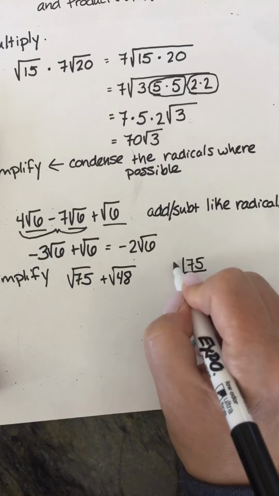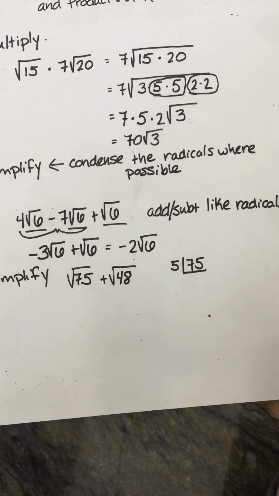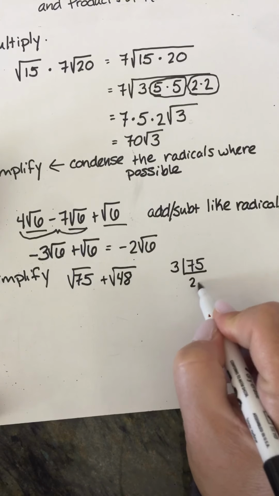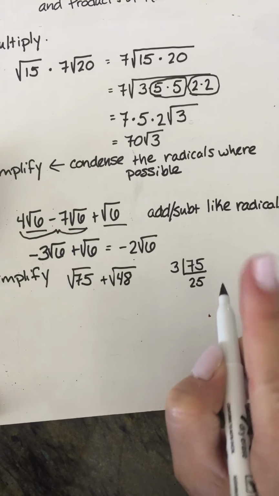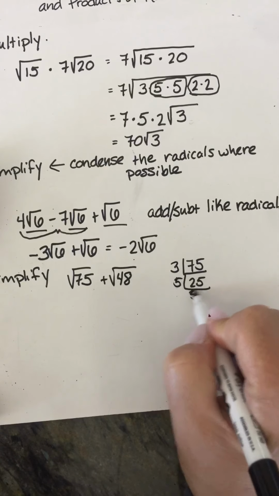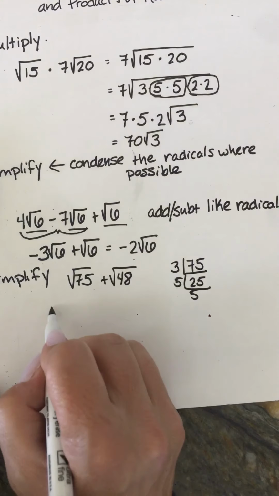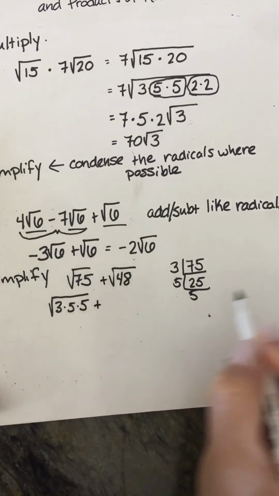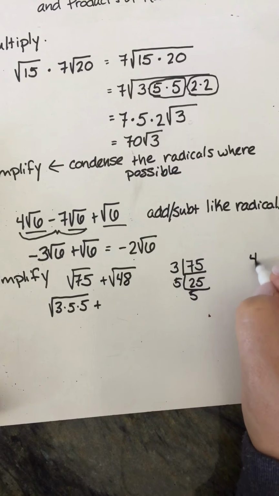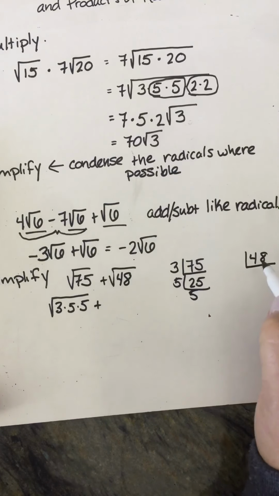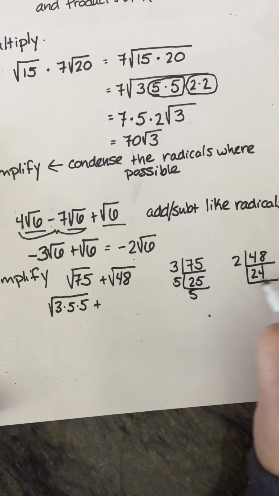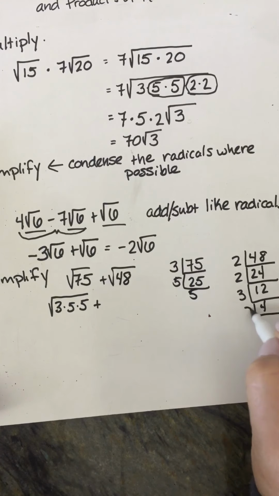75 breaks down, well, 5 goes in. Actually, you know what? 3 goes in. I'm going to do 3 first. 3 goes in 25 times because I like that because 25 then goes to 5 and 5. So 75 I can rewrite as 3 times 5 times 5 plus 48. Well, let's see. I know 2 goes in, so that's a 24. 2 goes in again, that's a 12. 3, that's a 4, so that's a 2 and a 2.